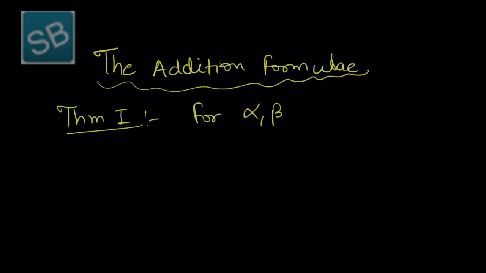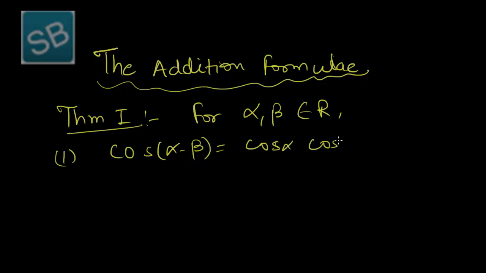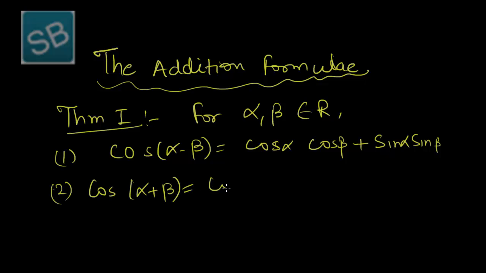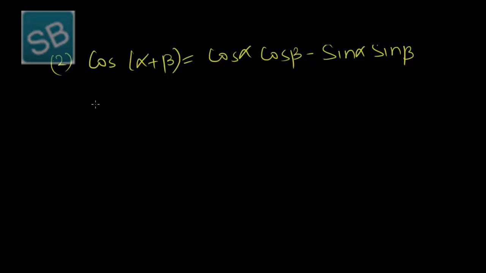For alpha, beta belonging to R, we have to derive cos of alpha minus beta is equal to cos alpha into cos beta plus sin alpha into sin beta. And the second one is cos of alpha plus beta, that is cos alpha into cos beta minus sin alpha into sin beta. So we are going to derive this result, that is the theorem, the addition formula.